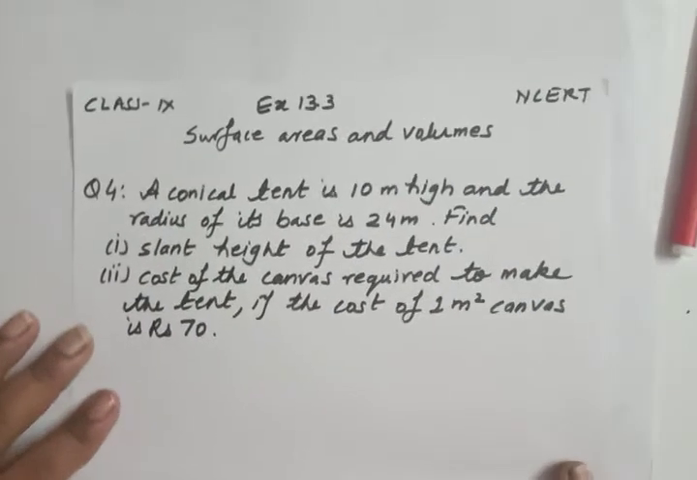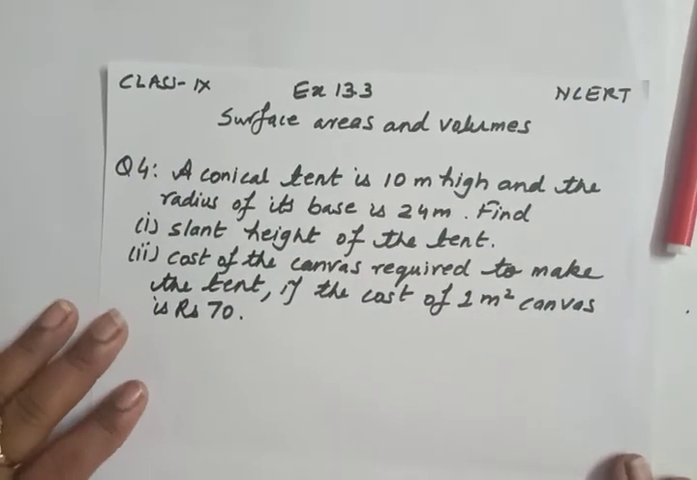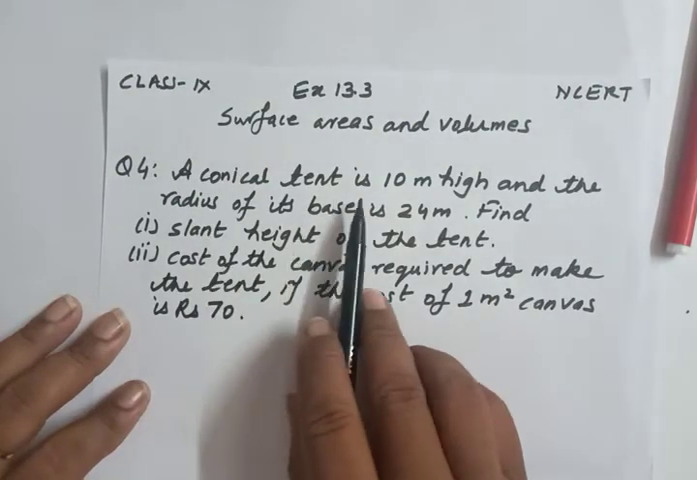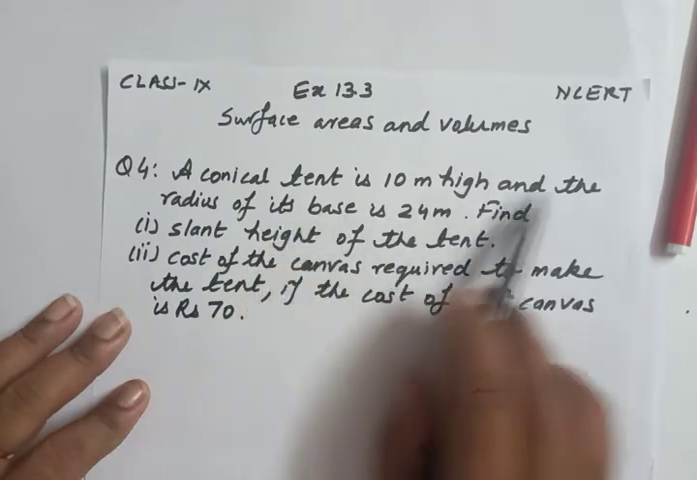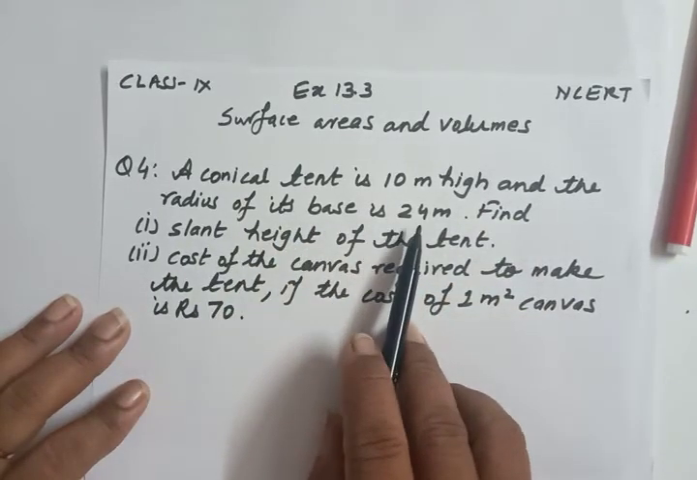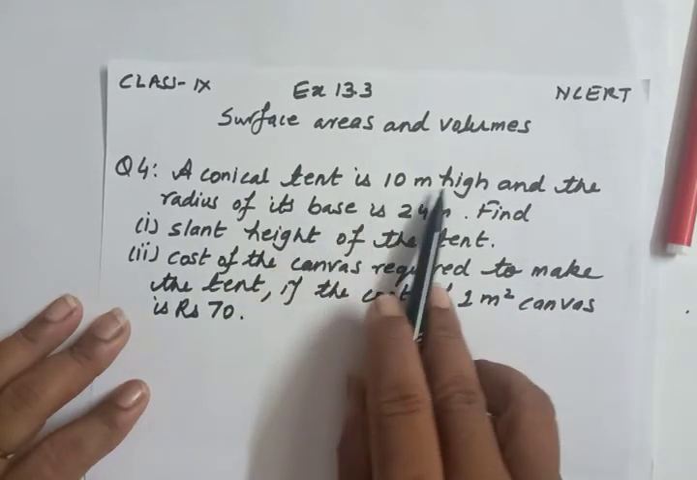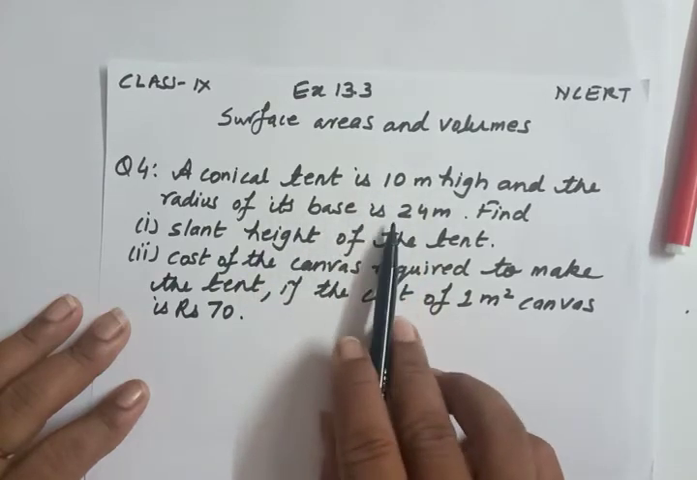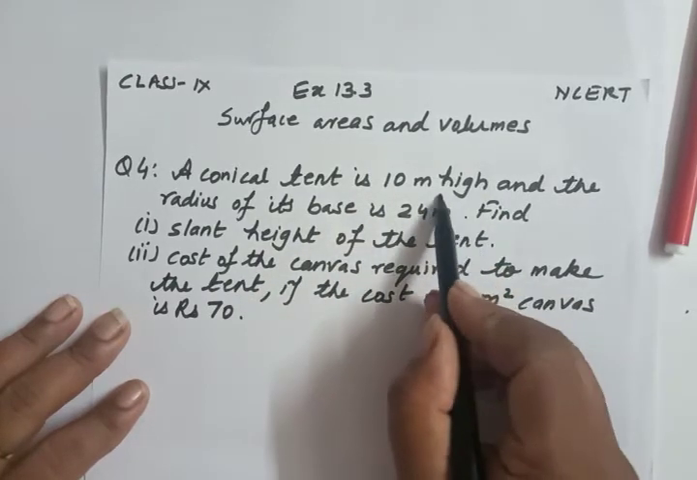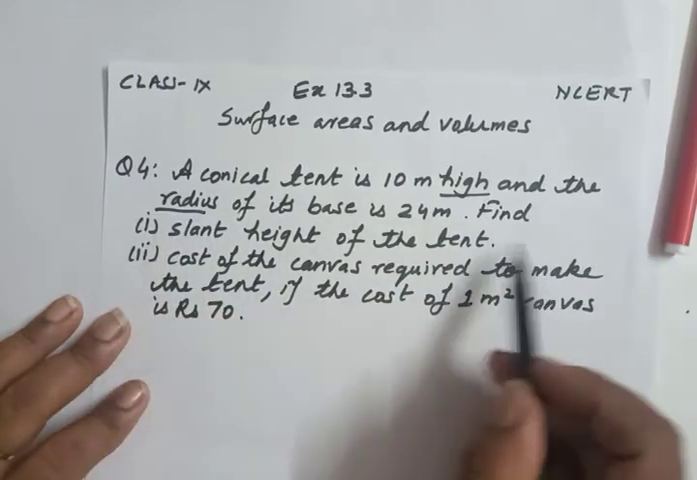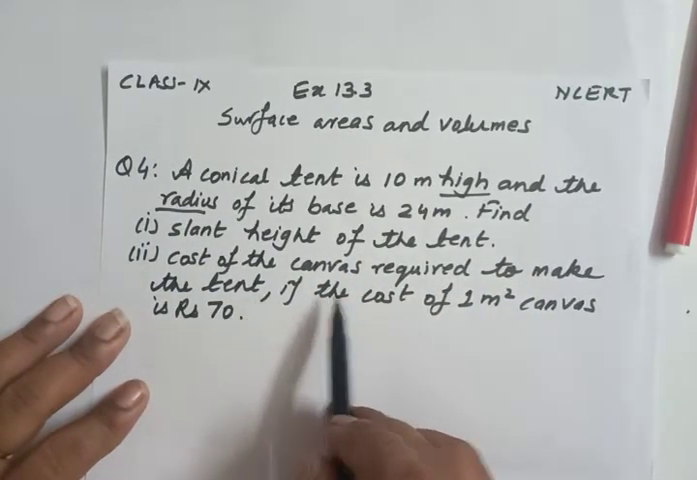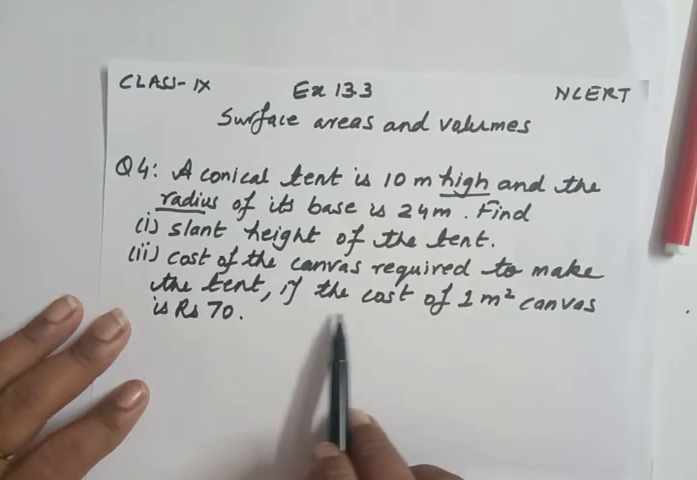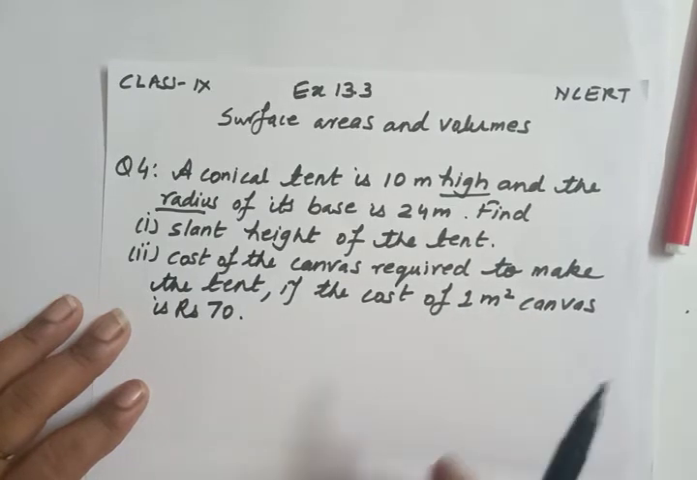So now we have question number 4. Yes, a conical tent is 10 meter high. Find the radius of its base, and the radius of its base is 24 meter. So the conical tent height is given here, and the radius is given to us. Find the slant height of the tent, then the cost of the canvas required to make the tent if the cost of 1 meter square canvas is rupees 70.